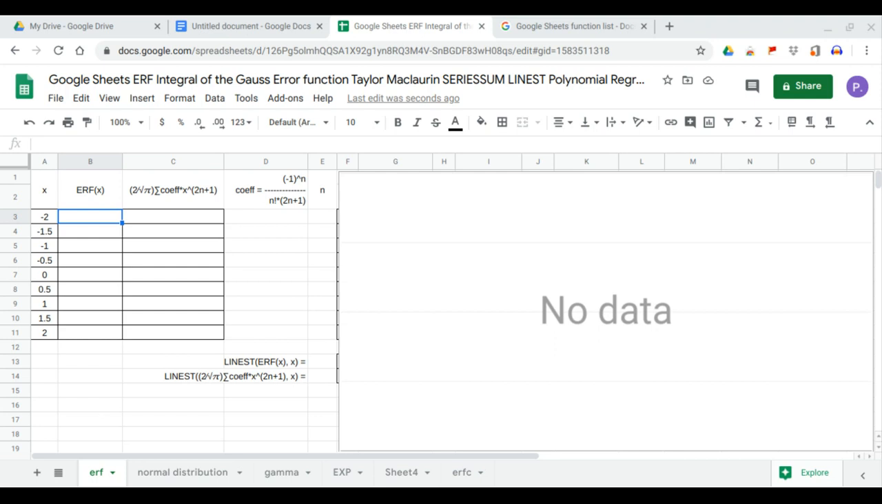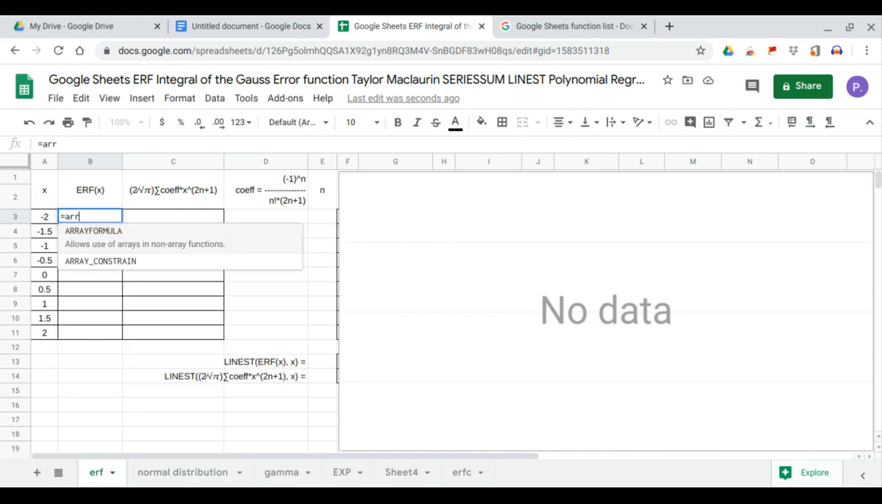In this video, we will use series sum to generate the function expansion of the Google Sheets ERF function, which is also known as the integral of Gauss Error Function, using Taylor Maclaurin series using series sum. And we'll also regress it using the LINEST Polynomial Regression to the 8th degree. So let's generate the error function over the values of x from -2 to +2.